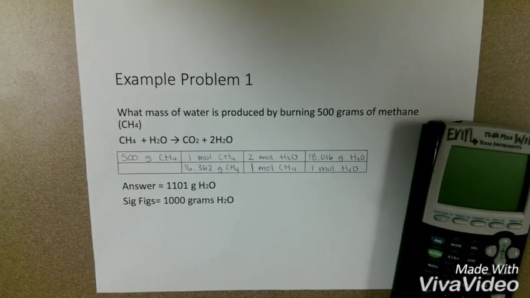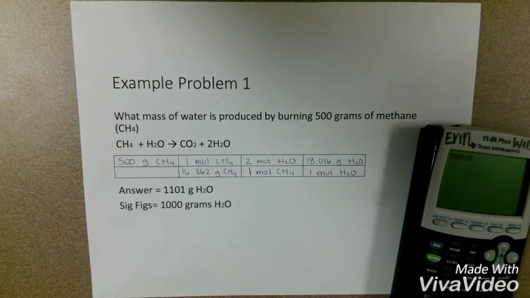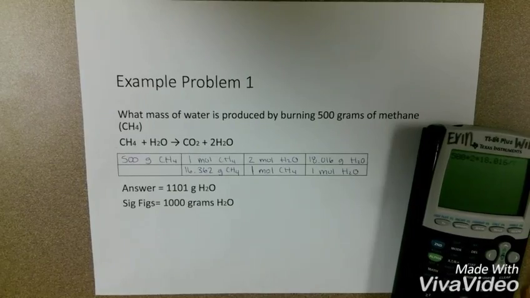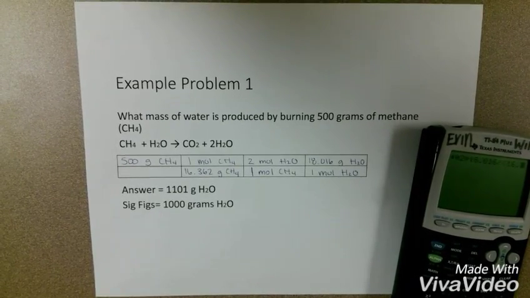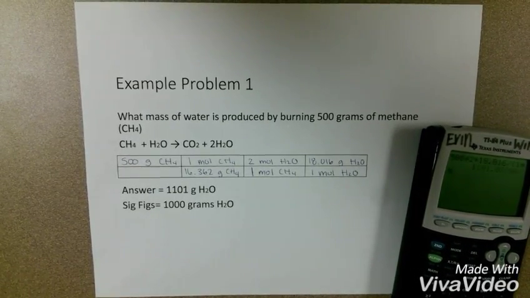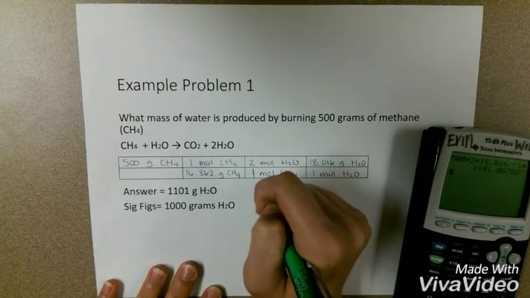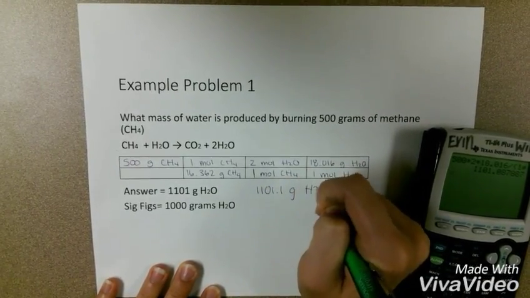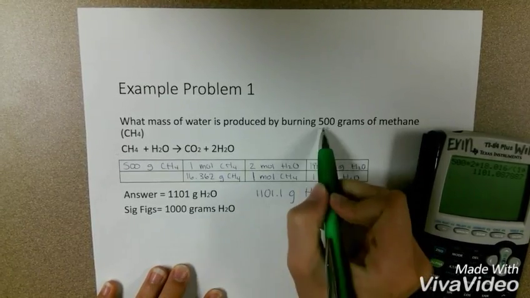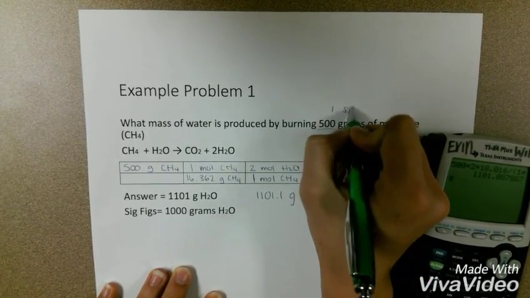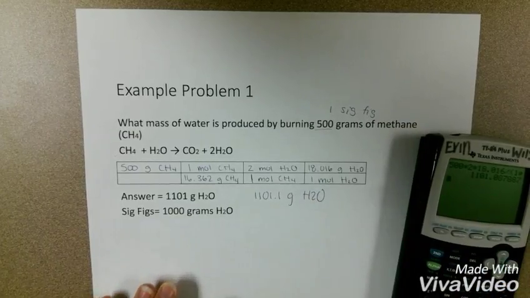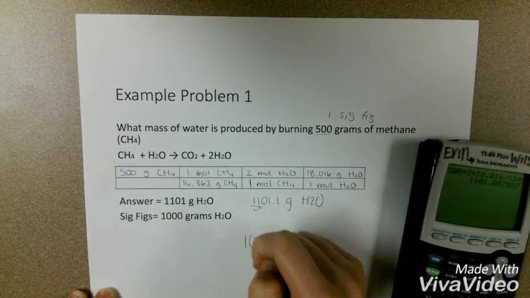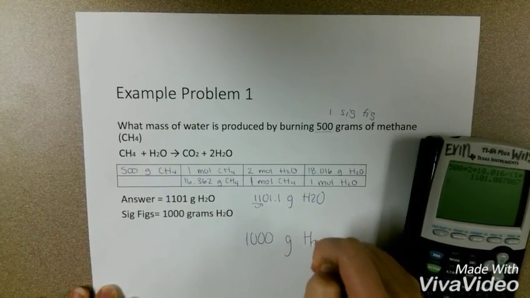So if you plug all of this into your calculator, you will get 1101.1 grams of H2O. 500 grams has 1 sig fig, so the 1 does not round up, which makes your answer 1,000 grams of H2O.